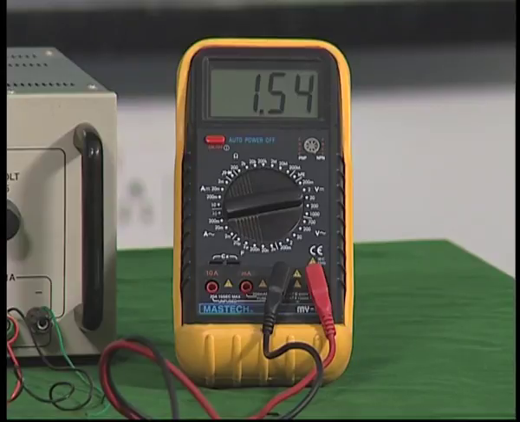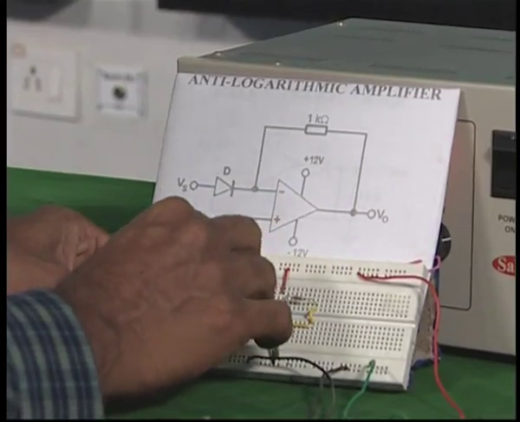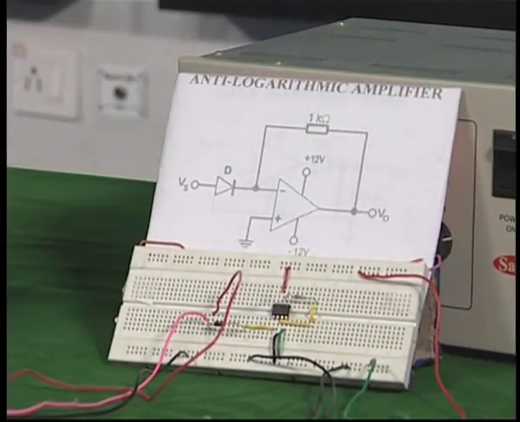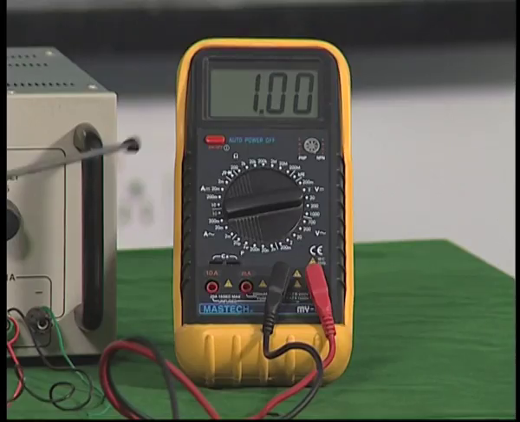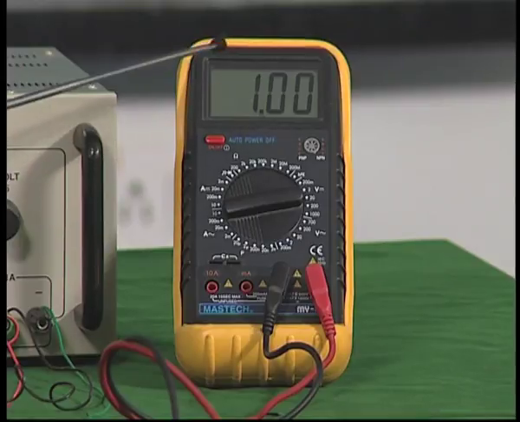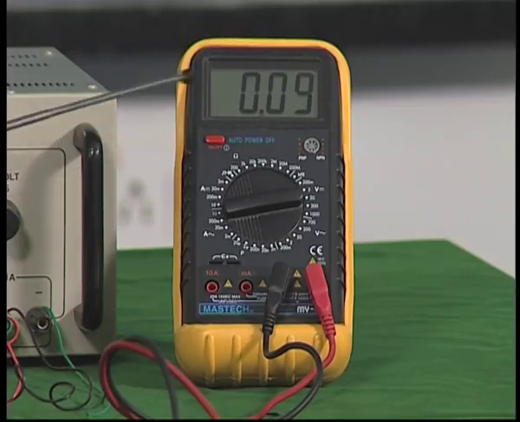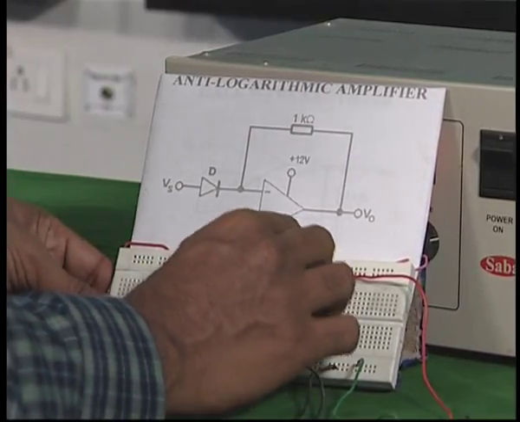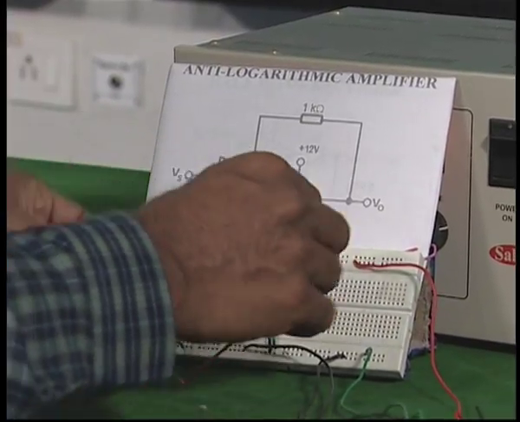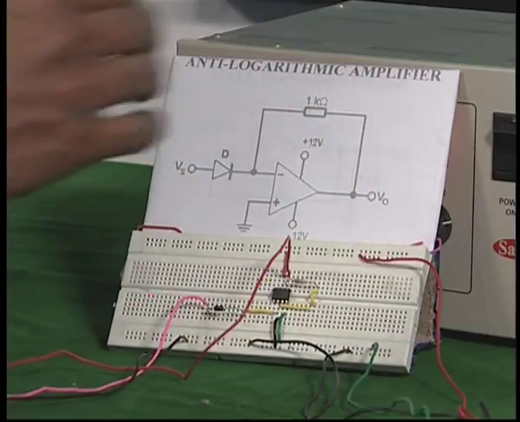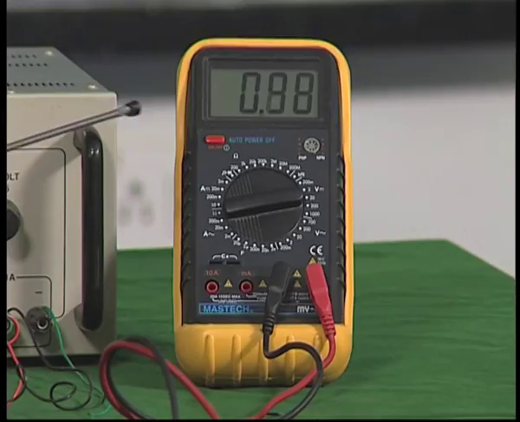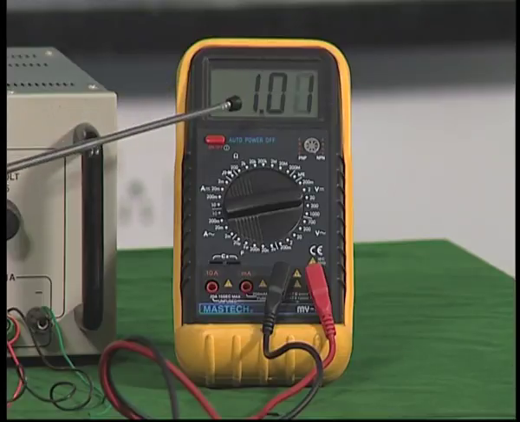Now to see what input I have given, I take the multimeter and connect it at the input terminal. When I connect the multimeter at the input terminal, it shows 1 volt. Now I will make it 100 millivolt. So this is 0.1 volt, that means 100 millivolts. Now with 100 millivolts at the input, I again connect the multimeter at pin number 6 of the op amp, and you can see it is nearly 1 volt. 100 millivolt gives nearly 1 volt.